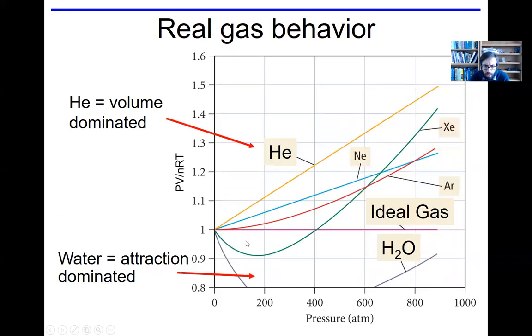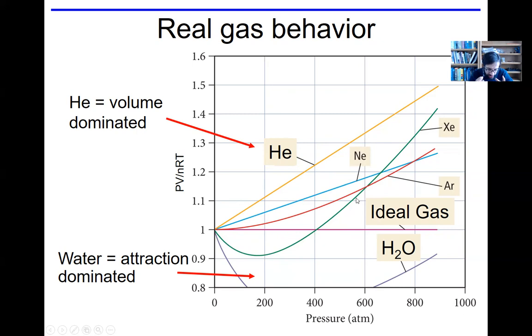And so what was shown here is the value of PV over nRT on the y-axis. And that value should be equal to 1 for an ideal gas because PV equals nRT. So PV divided by nRT equals 1. That's this pink line, just hanging out at 1 because at all pressures, the x-axis here, the ideal gas law says that it's going to be equal to 1. But what we can see is that actually that's not true for real gases. And we get bigger and bigger deviations in general from the ideal value of 1 as we increase the pressure.